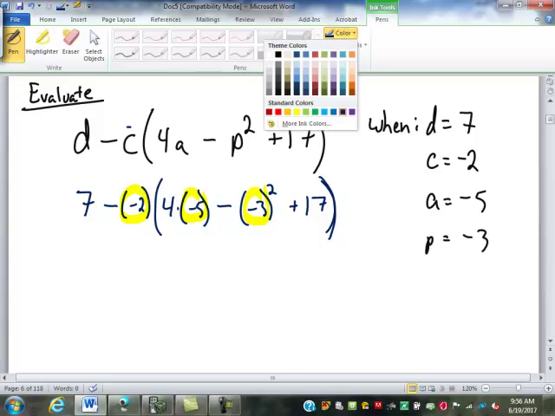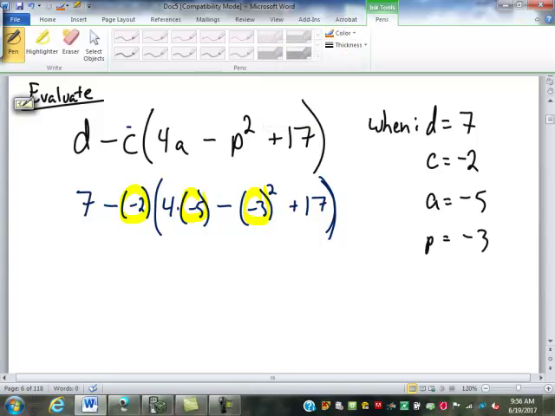So now we look at this and we're going to have the parentheses here first. Now remember, these ones that I have in the yellow highlighter, those are not enclosing symbols. Those are just separating the negatives. So the only enclosing symbol here is this set of parentheses right there.